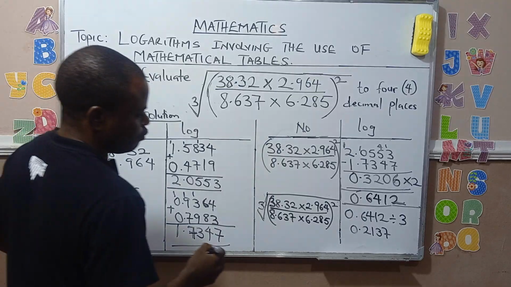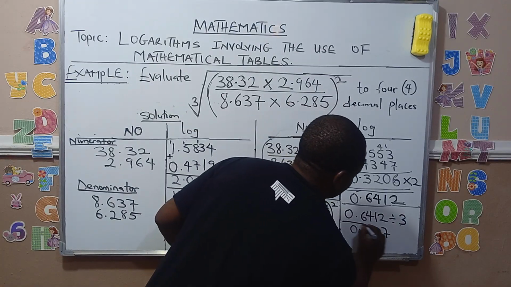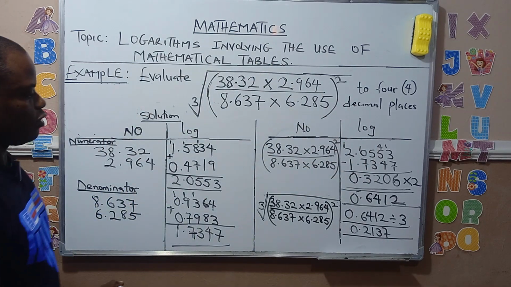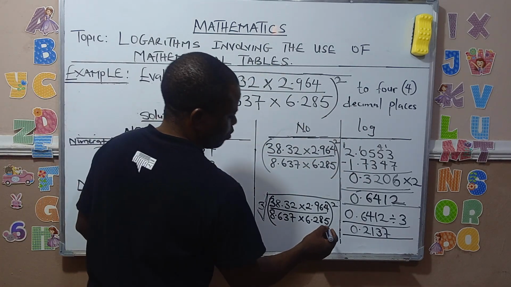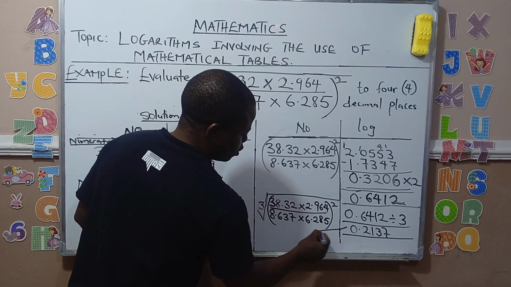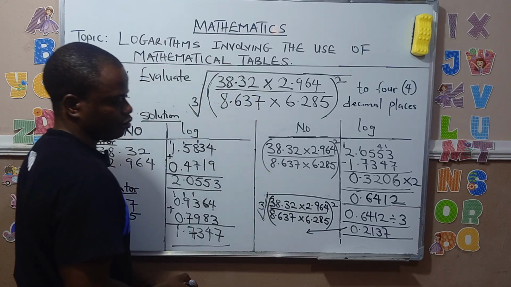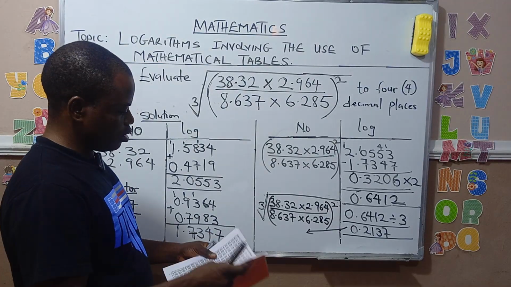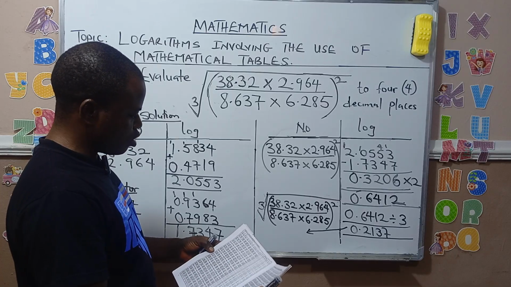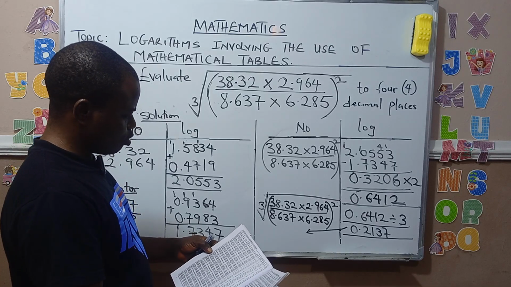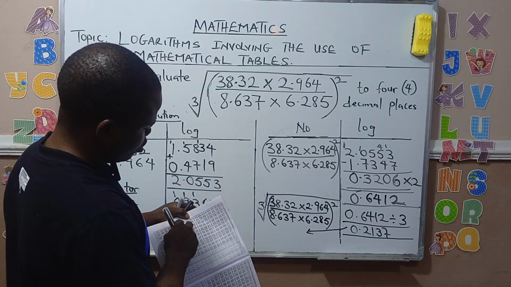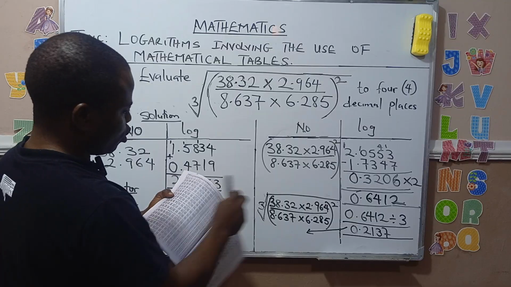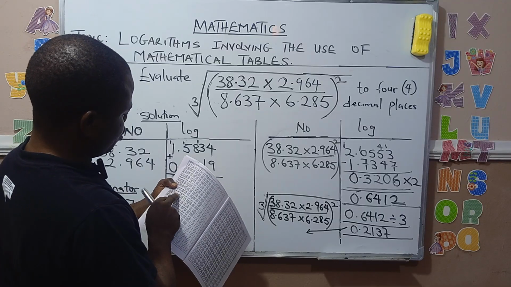Okay, you have this number after division, 0.2137 divided by 3. Now find the antilog of the number. You now go to the antilog of numbers. You check 0.21 under 3, in the antilogarithms of numbers.